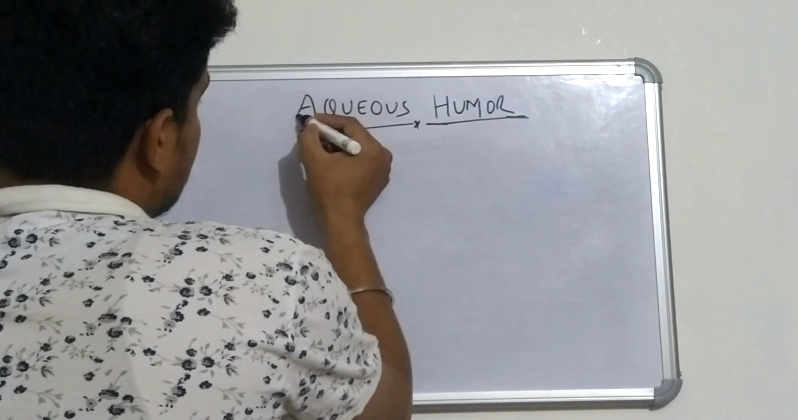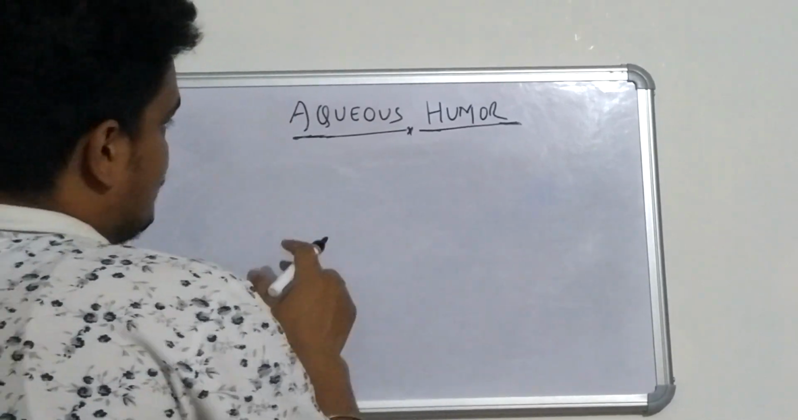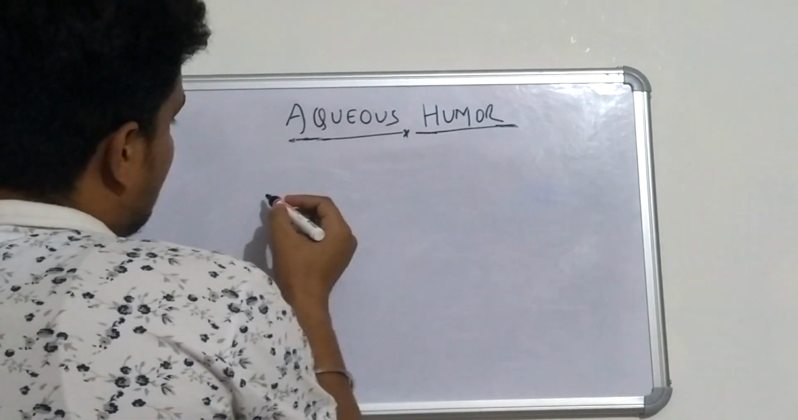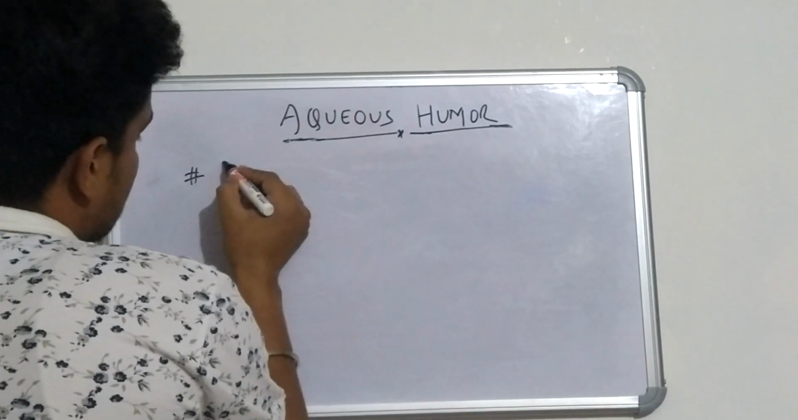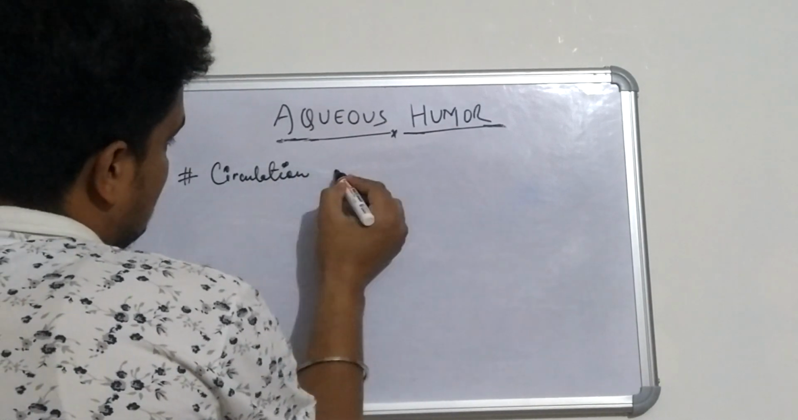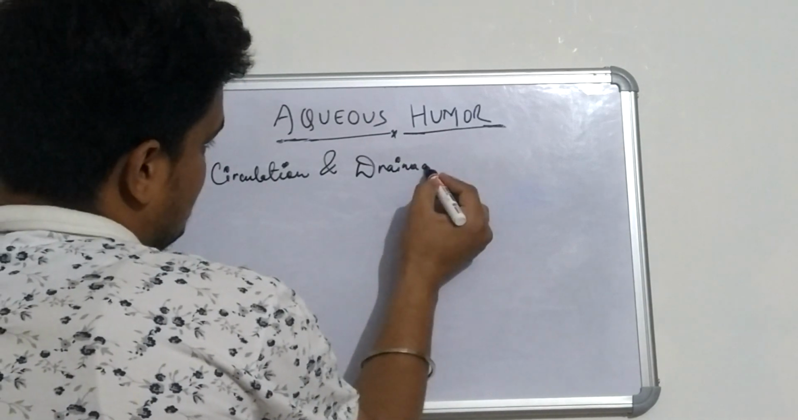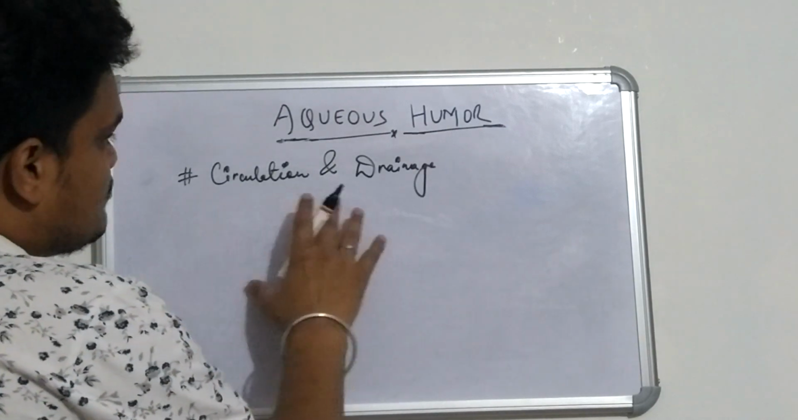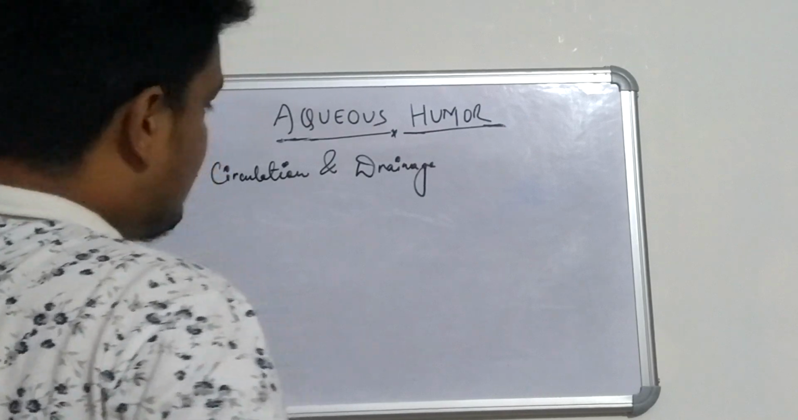Alright, so today we are going to discuss the continuation of the previous session, where we talked about the production of the aqueous humor. Today we are going to discuss the circulation and drainage mechanism of the aqueous humor.